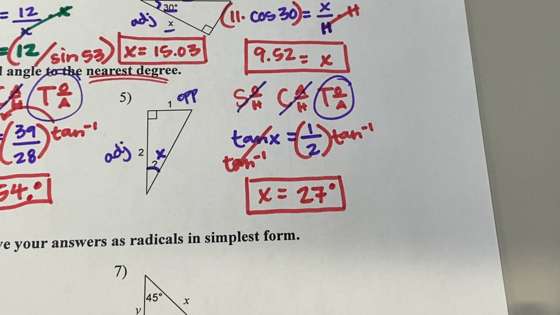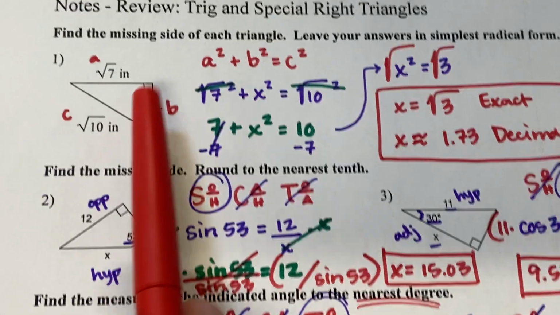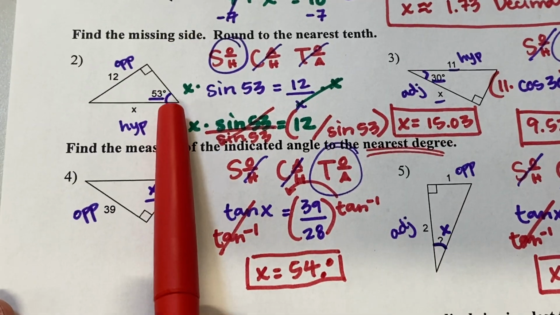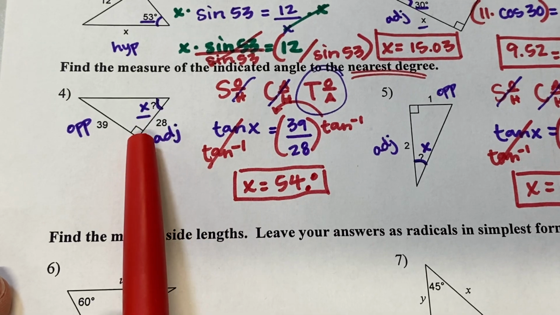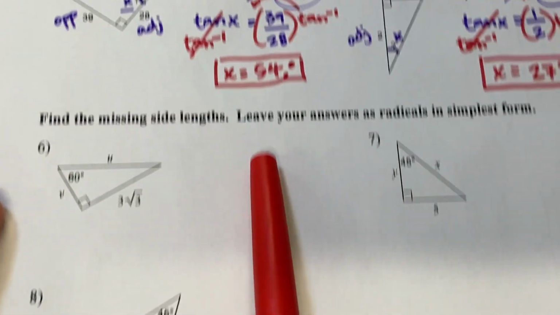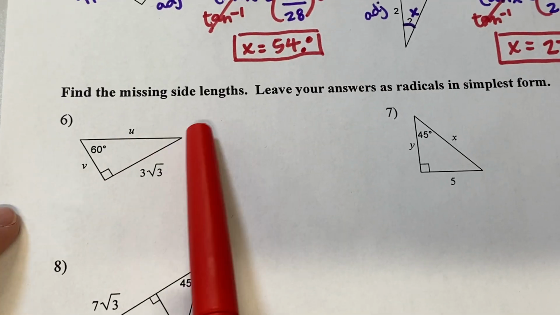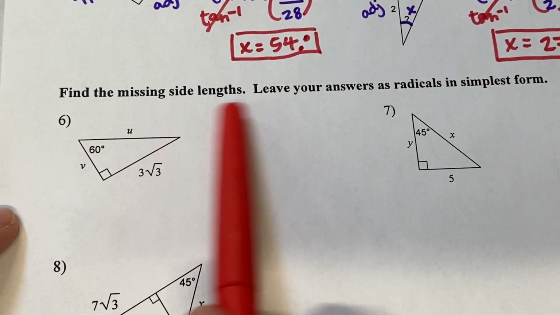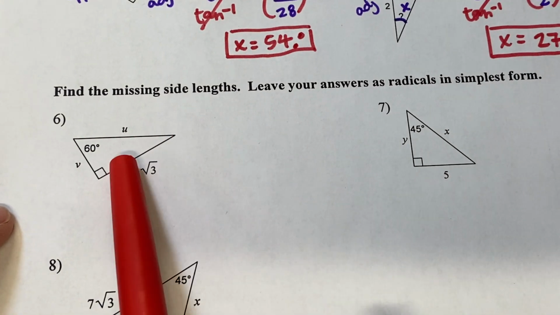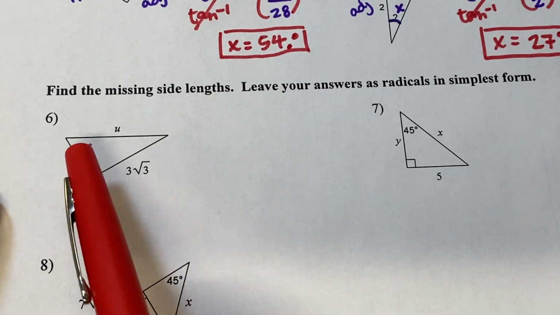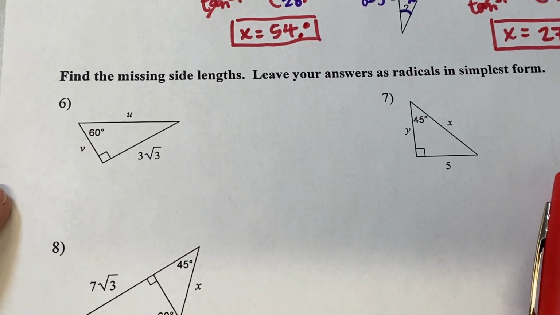So we've talked about finding a missing side using Pythagorean Theorem. We've talked about finding a missing side using SOH CAH TOA, and we've also talked about finding a missing angle using SOH CAH TOA. Now, for our last examples of the day, we need to find the missing side lengths by using our special right triangles. So let's go ahead and look at number 6.